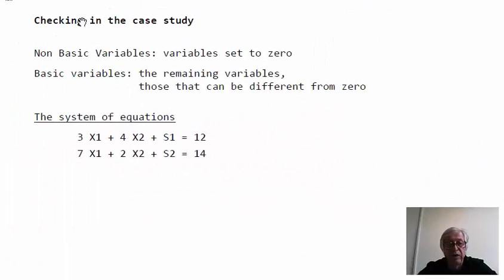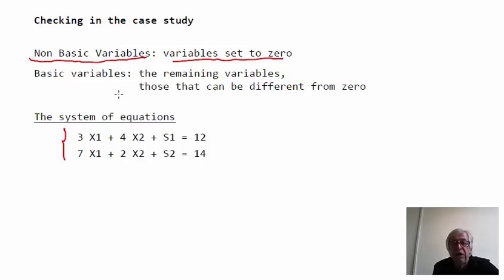We are going to check now in the case study that the vertices correspond to basic solutions. So we have here our system of equations, and to obtain a basic solution, we have 4 variables, so we need to set 2 variables equal to 0. These variables that we set to 0, we call non-basic variables. The remaining variables, the ones that can be different from 0, we call basic variables.